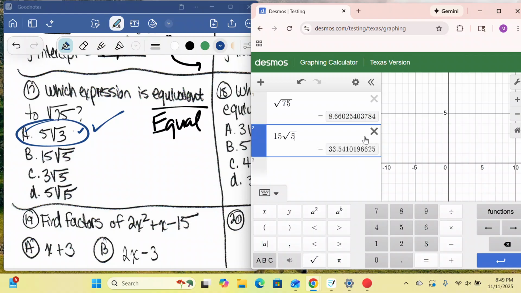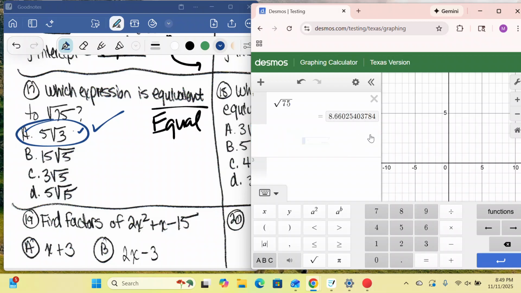Not equivalent, not even close. I'm going to check the next one. And I don't want to click there, I want to click here. 3 square roots of 5. Close, but not really close. So that one is wrong.